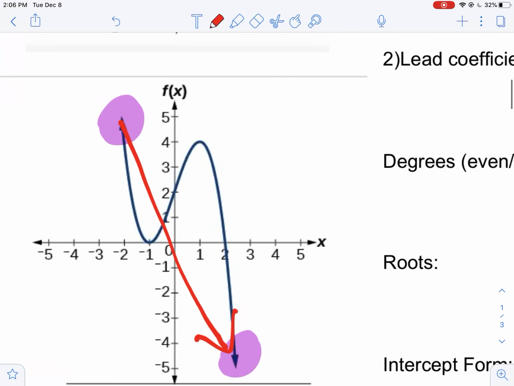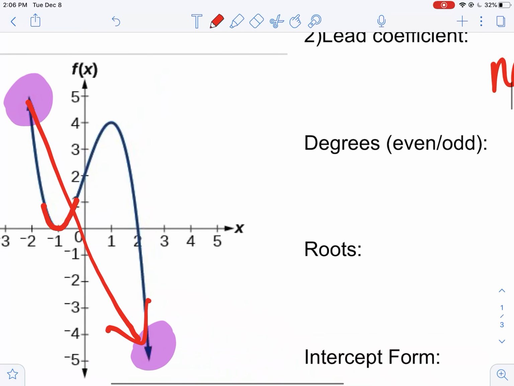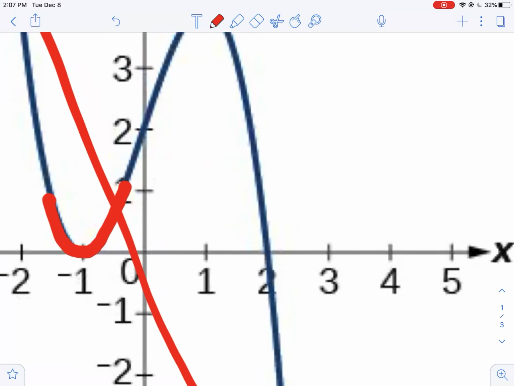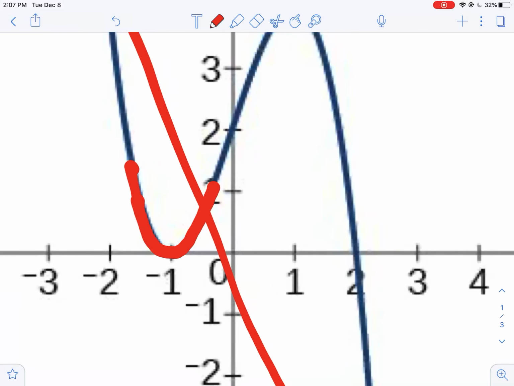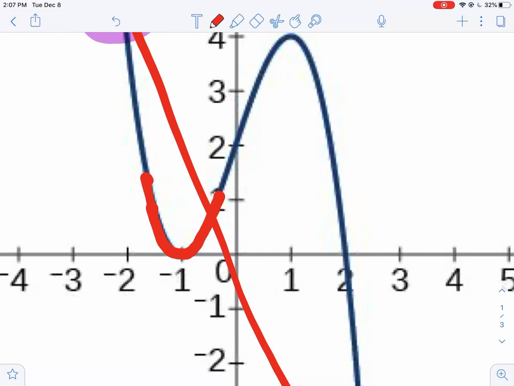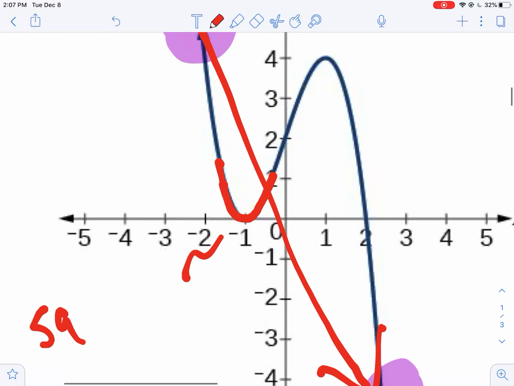As for my roots, this is where it gets a little tricky. You notice right here, it approaches -1, but it doesn't quite go through it. You get a little parabola there. That's still going to be a root. We're going to touch on this. What this refers to is multiplicity. When you have a parabola right above that root, that means you're going to end up squaring it. And I'll show you what that means.